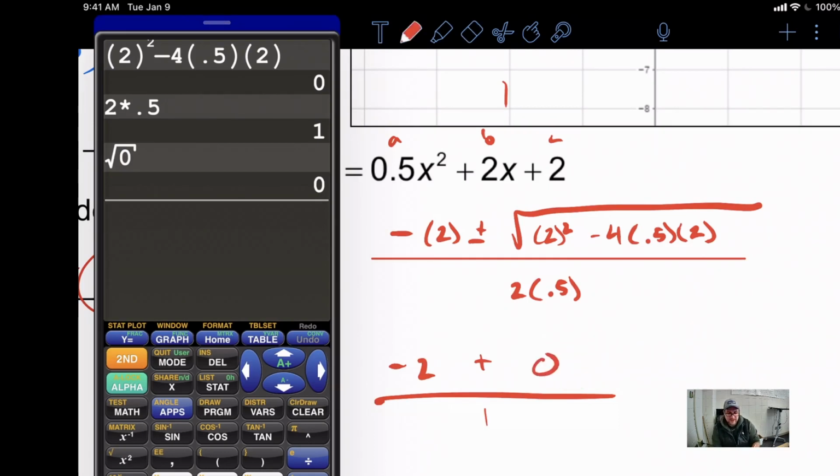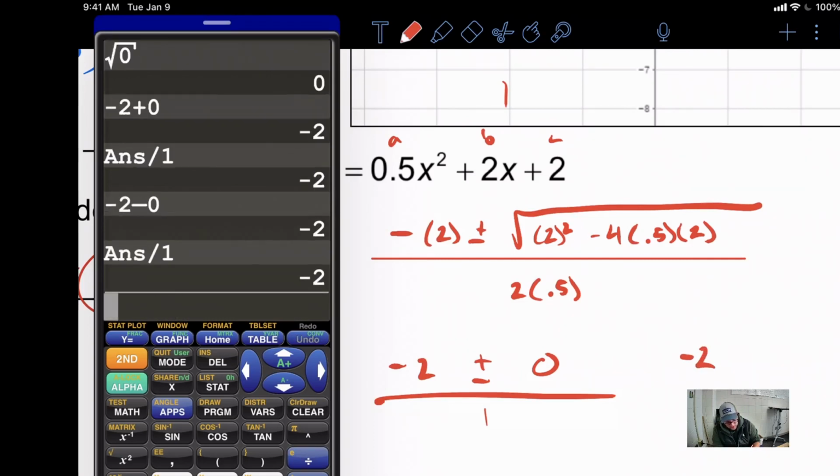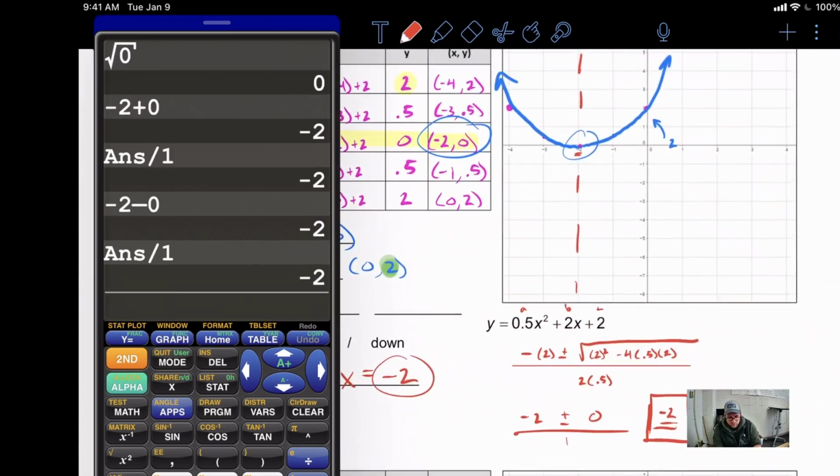So we have -2 plus 0 divided by 1, and -2 minus 0 divided by 1. -2 plus 0 divided by 1 is -2. -2 minus 0 divided by 1 is -2 again. We got the same answer twice, so that will be our x-intercept.